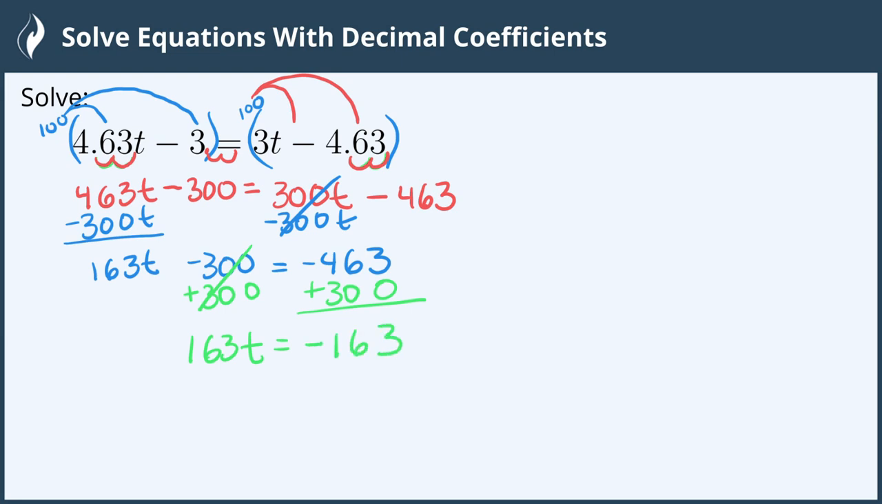Now we need to isolate the variable by dividing by 163 on both sides. And on the left side, 163 divided by 163 cancels. On the right side, negative 163 divided by 163 gives us negative 1. So our answer is t equals negative 1. And that's the solution to our equation.